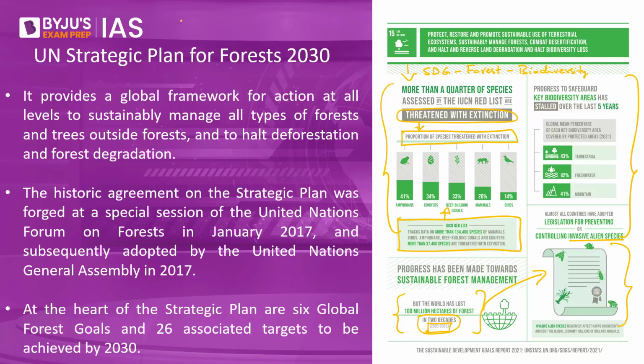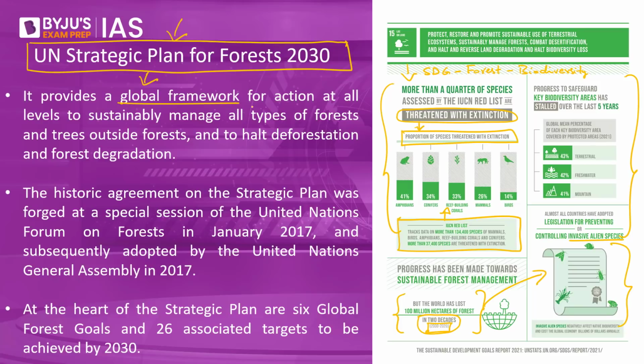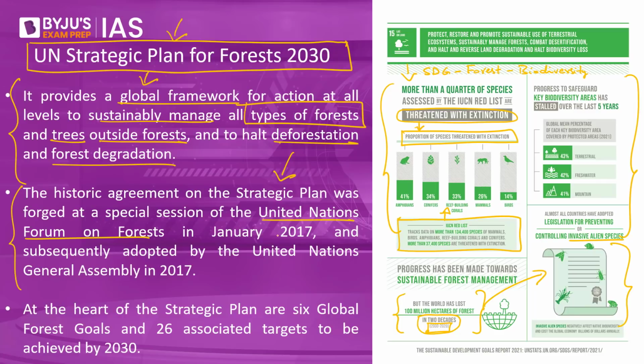So, to address this environmental concern, the UN Strategic Plan for Forests 2030 was brought out by the United Nations, and it provides a global framework for forest conservation efforts at all levels to focus on sustainable management of all types of forests, as well as trees present outside forest areas, in order to halt and reverse deforestation and degradation. This historic agreement on forest conservation was adopted by the UN Forum on Forests in 2017 and was subsequently adopted by the UN General Assembly as well.